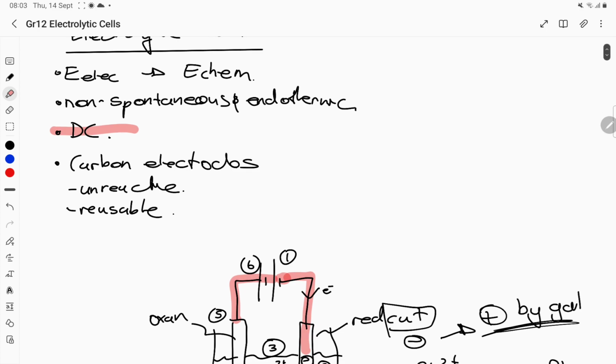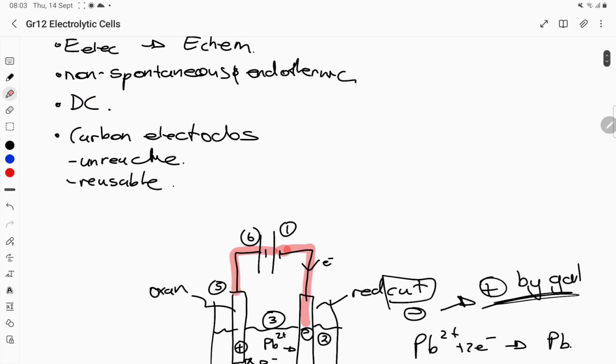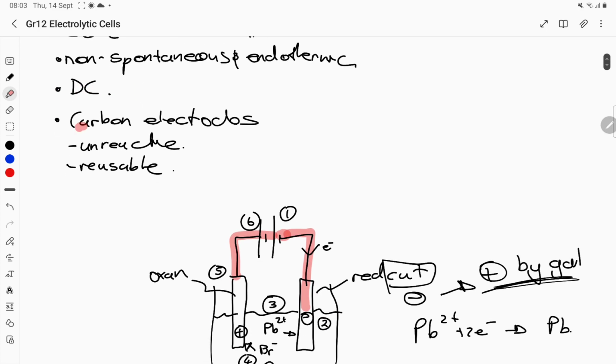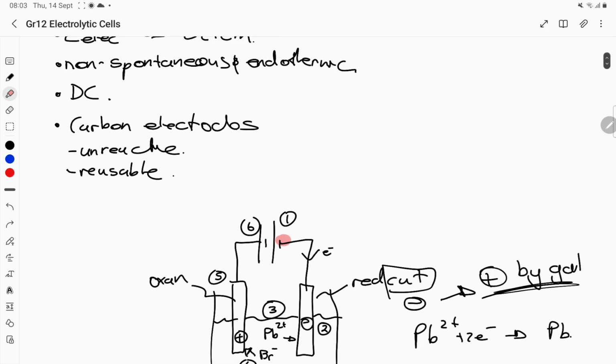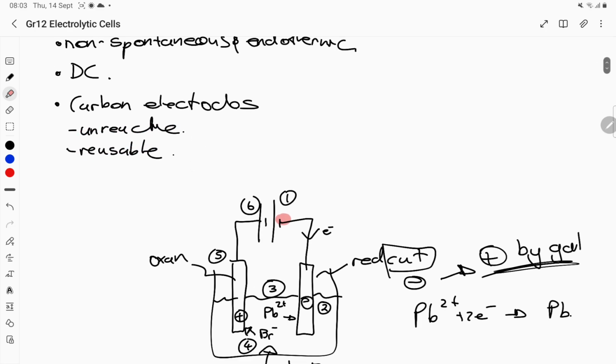We have to use a direct current from a battery or a cell, and we use carbon electrodes. That is those bars down here. We use carbon electrodes because they're unreactive, and you can reuse them multiple times for separate reactions.